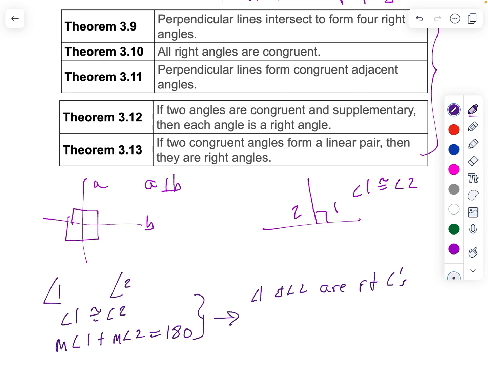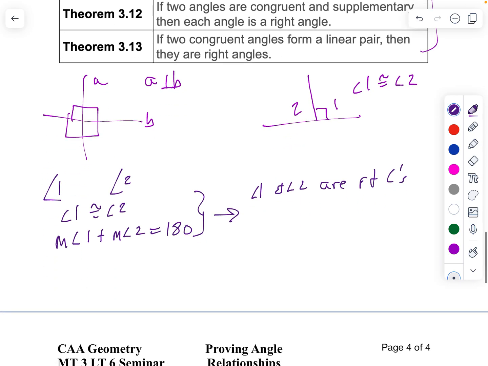And if 2 congruent angles form a linear pair, so I know these angles are congruent, and I know they add to 180, then I know each of these angles are also right angles.